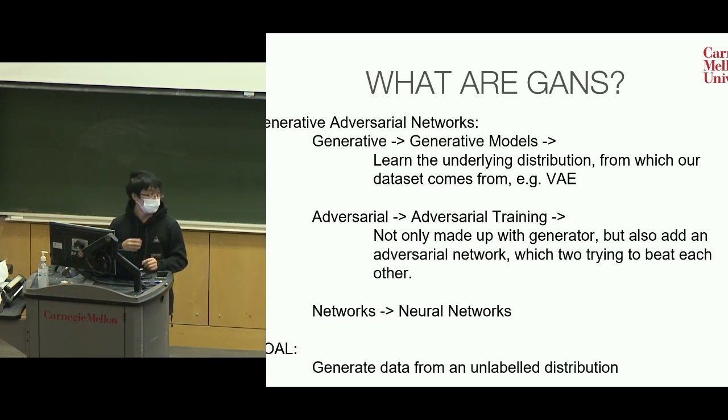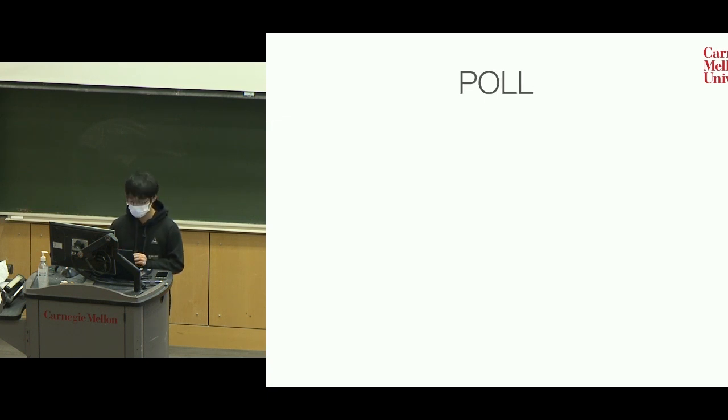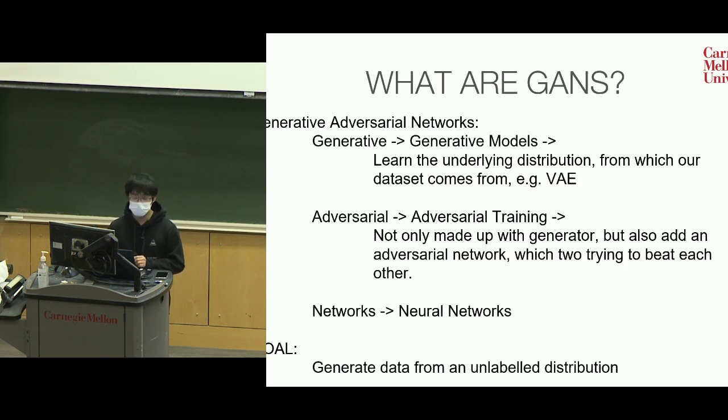So what are GANs? Basically, GAN is just Generative Adversarial Network, and we just split it into three words. Generative means it is a generative model, which means that it's trying to learn the underlying distribution from which our data set comes from. It is trying to learn a joint distribution of our data from both X and Y. And adversarial means that we are performing adversarial training. That is, it is not only made up of the generator, but also we are going to have an adversarial network, where the two are trying to beat each other. And network simply means that it's a neural network. And our goal here is just trying to generate data from the unlabeled distribution.